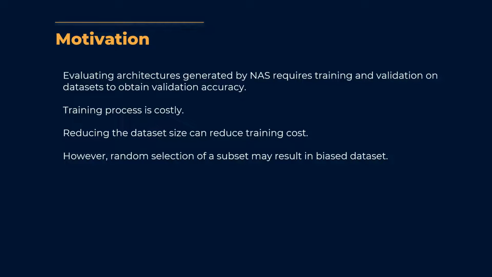For instance, we can randomly select a subset of the training dataset. However, due to the inherent randomness of the selection process, it is possible for a biased training subset to be selected if pure random selection is used.